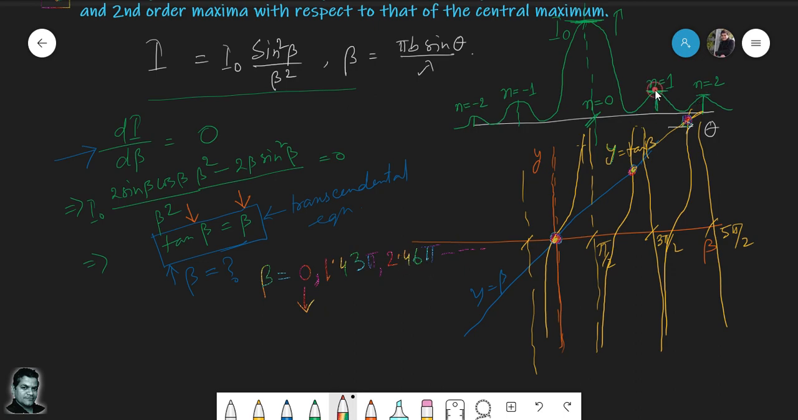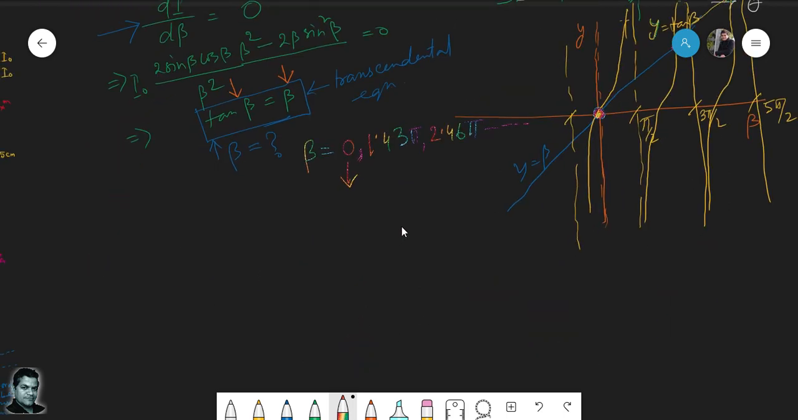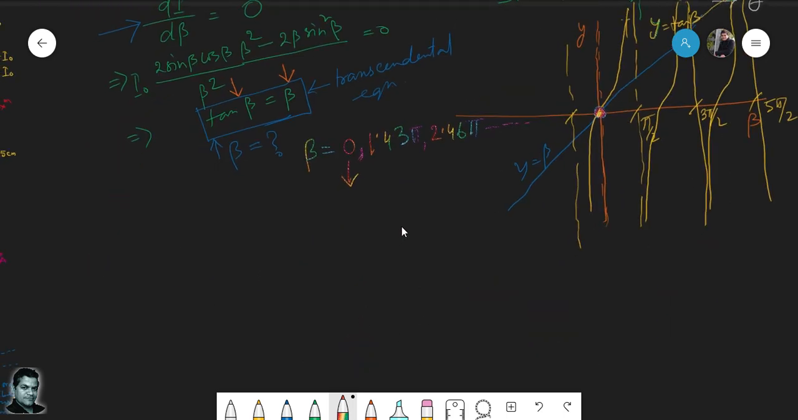So at these values of beta, you get the first maxima, second maxima, and so forth on both sides. Now only one thing is left, and that is, for n equal to 1, the first secondary maxima, I is equal to I naught sine square 1.43 pi over (1.43 pi) square. We are asked to find this ratio.